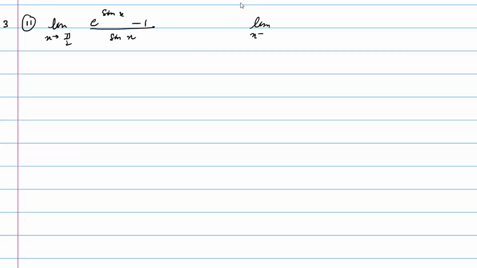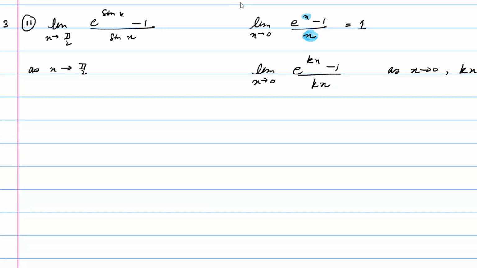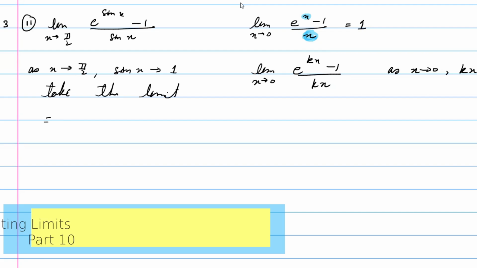So what is the property? Limit x tends to 0, (e raised to x minus 1) upon x is 1. This is the property. As x approaches pi by 2, what does sine of x approach? It is sine 90, which is 1. So we are not to worry about it because our denominator will be 1. So taking the limit, what do you get?